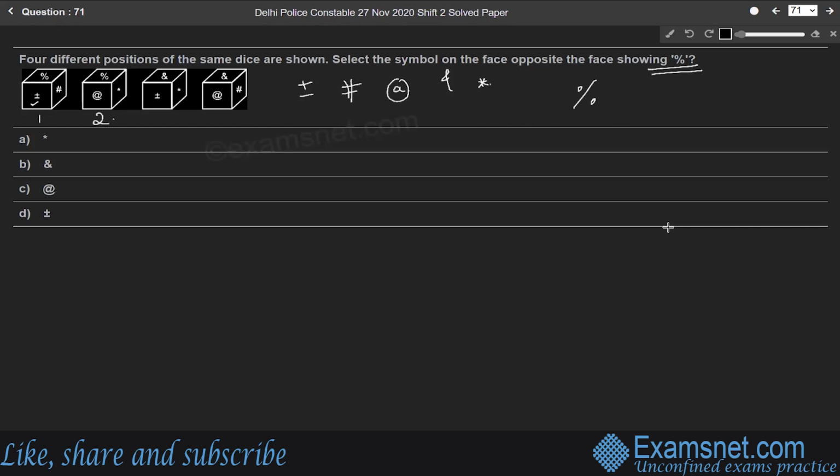So this implies these 4 symbols cannot be opposite to the percentage symbol, right? Therefore, only the left symbol is and. So this and symbol is opposite to percentage. Plus or minus, hash, at the rate of, and asterisk symbols cannot be opposite to percentage because they are adjacent symbols. Therefore, only the left symbol is and. Therefore, option B is the right answer.